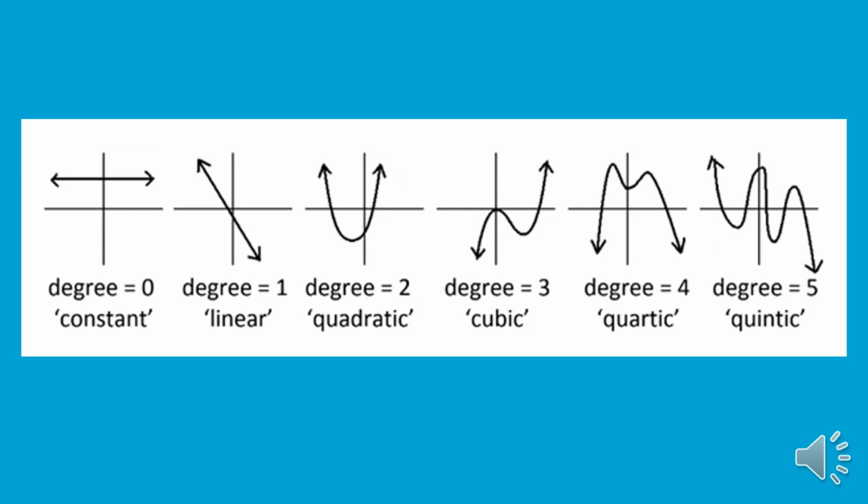Again, these are our parent functions, but it also kind of demonstrates our turning points. So if I have a degree of 0, I have no turning points, it's just a constant. Degree of 1, again, no turning points, it's linear. If I have a degree of 2, we call it a quadratic, and I have 1 turning point. I have 1 little U. If I have a cubic, I have 2 turning points. If I have a quartic, I have 3 turning points. And if I have a quintic, or a degree of 5, I have 4 turning points.